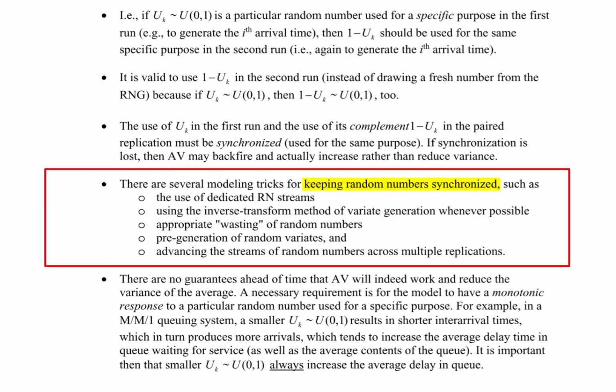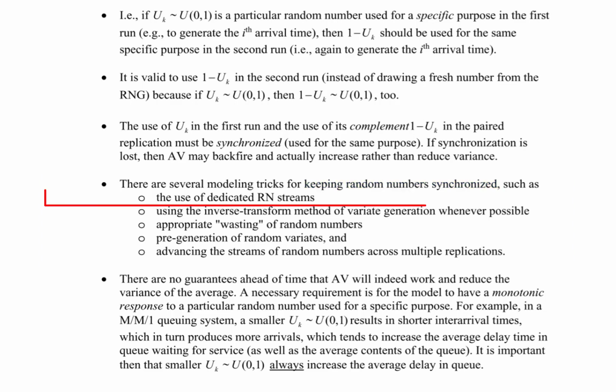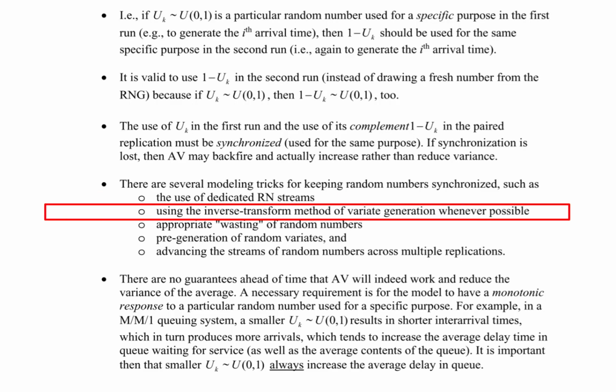There are several modeling tricks for keeping random numbers synchronized, and these include the use of dedicated random number streams. For example, we use the same random number stream for arrivals in both runs. Another is using the inverse transform method of variate generation whenever possible. The reason for this is because the inverse transform method uses exactly one uniformly distributed random number, and that way we can control the use of the numbers provided by the random number generator.